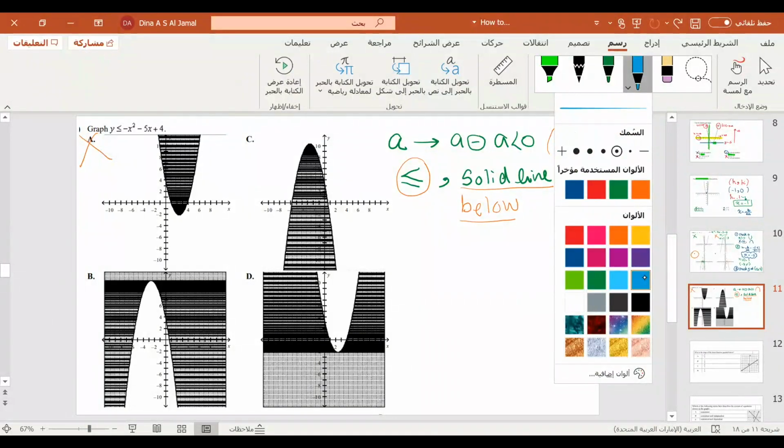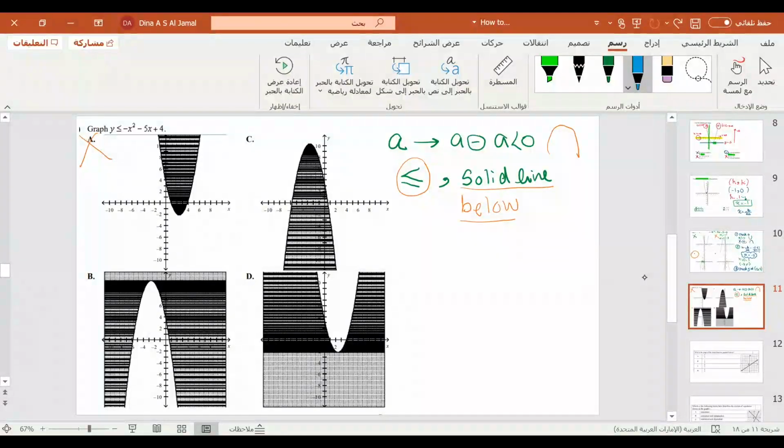So let's pay attention. So am I having here shading of below? Here I'm having above. Here I'm having below, and here I'm having below. But let's focus on this. It's going up. That means we should also cancel A and D from the beginning. And all the confusion should be only between C and B. And you know that less than or equal, that means you should have the shaded area below. That means your answer will be C.